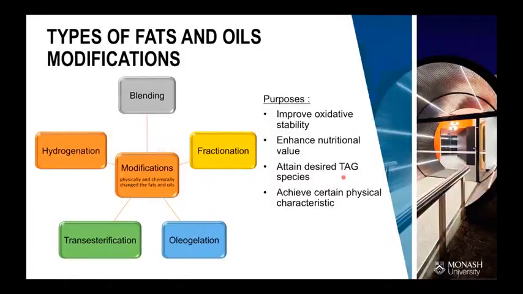Fats and oils can also be modified to get the desired triacylglycerol species that we want, which means that we custom-make the structures of the triacylglycerol species, which I'm going to cover later on in much detail. And last but not least, it can also help us to change the physical characteristics of the oil as well. These are the few common modification techniques for the structures of fats and oils: as simple as blending, hydrogenation, fractionation, transesterification, and the latest, oleogelation.